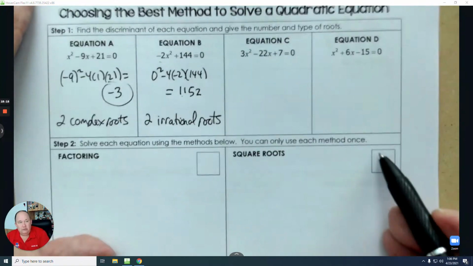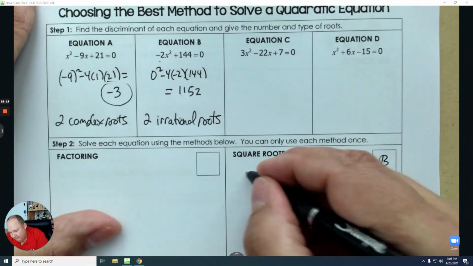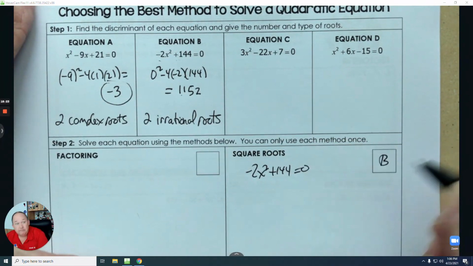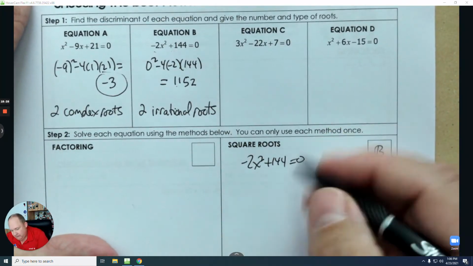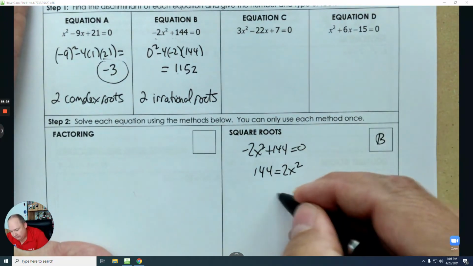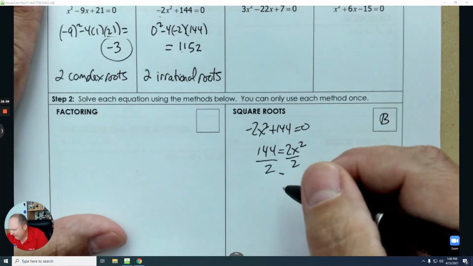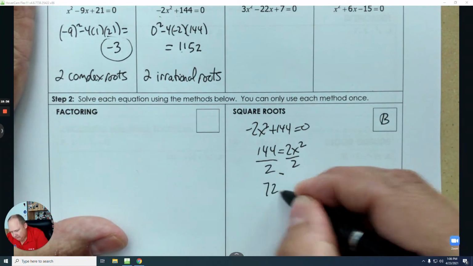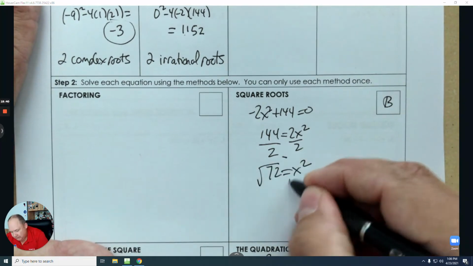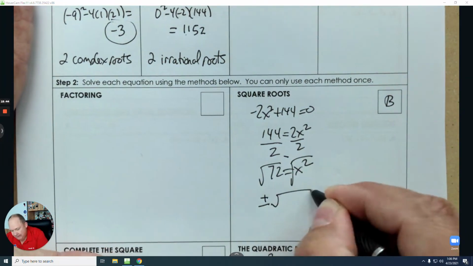So we're going to use square roots because we have no linear term. So we have -2x squared plus 144 equals 0. We're going to solve this. So I'm actually going to add 2x squared, and I'm going to divide both sides by 2. Half of 144 is 72. Sure, I can do that. And then the last step is to square root. That's why it's called the square root method. Square root. The answer is positive or negative.